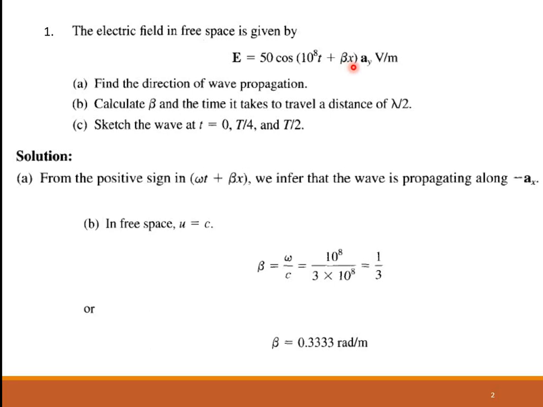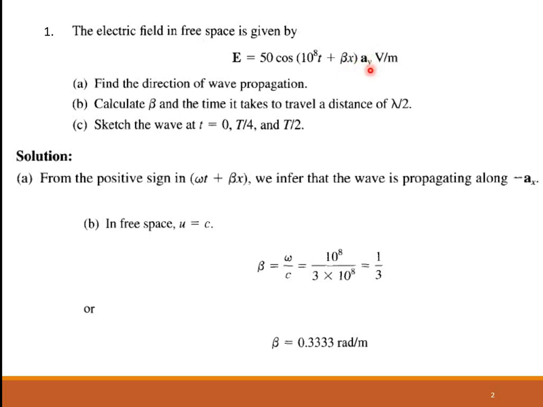What you have to understand here is the x associated with beta. This x denotes the direction of wave propagation. If it is beta z, it implies that the wave is traveling in the z direction. If you are given beta x, it implies that the wave is traveling in the x direction. Similarly, a plus sign indicates that the wave is traveling in the negative direction. So if you have cos(omega t plus beta x), it implies that the wave is traveling in the negative x direction. If the term is given as cos(omega t minus beta x), the negative sign implies that the wave is propagating in the positive x direction. That gives you the direction of wave propagation.